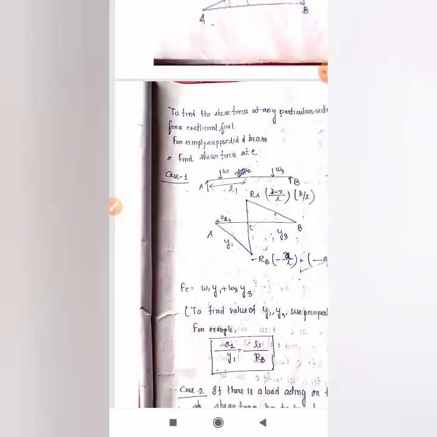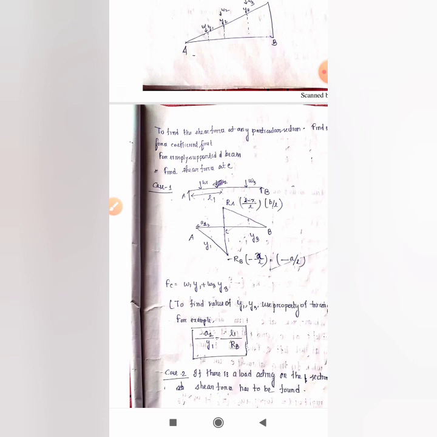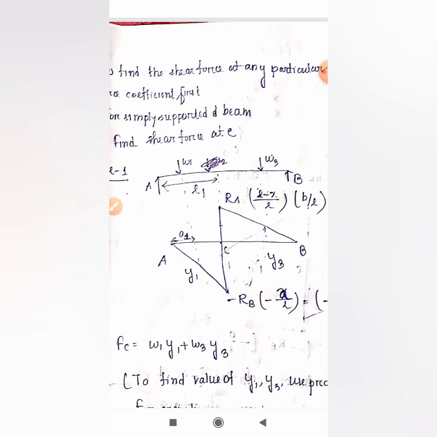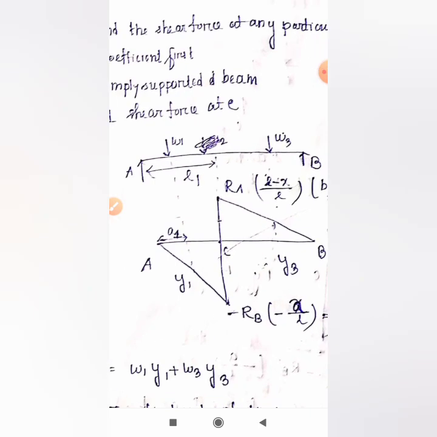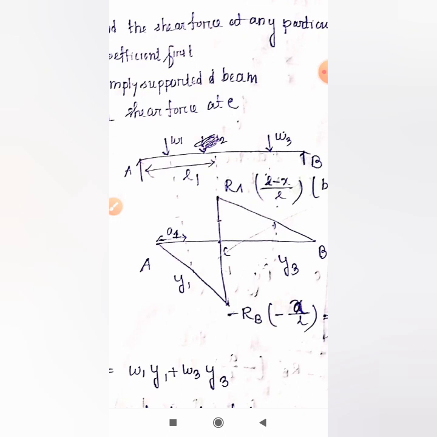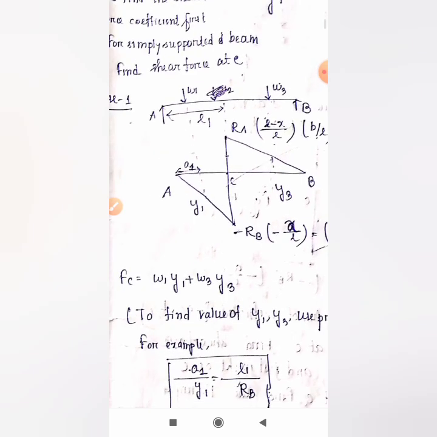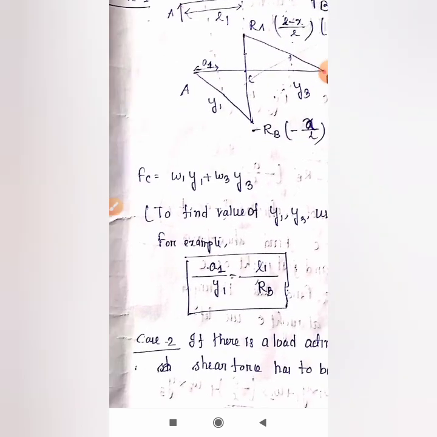And in the second case, there will be a load acting. Now in that case we can see that W1 and W3 are two loads which are acting on the beam. But in section C, that means the section at which we will find the shear force, there is no load. Okay, so it is our first case. We will consider it is similar. Then we will find Fc equal to W1 into Y1 plus W3 into Y3.